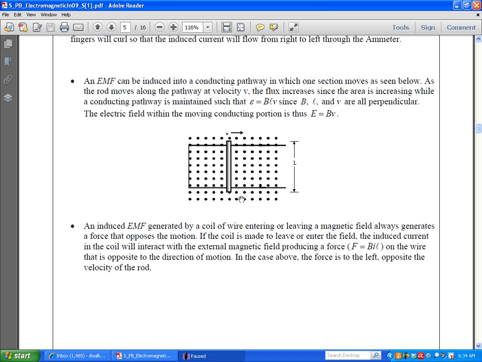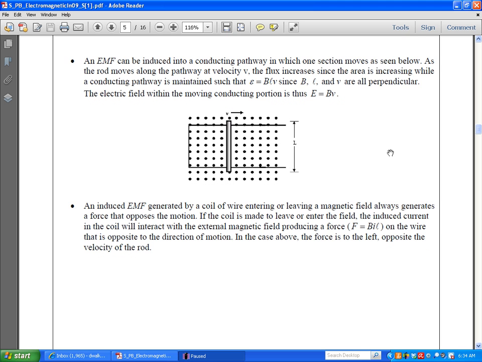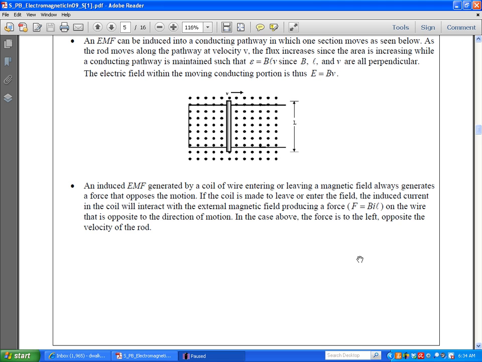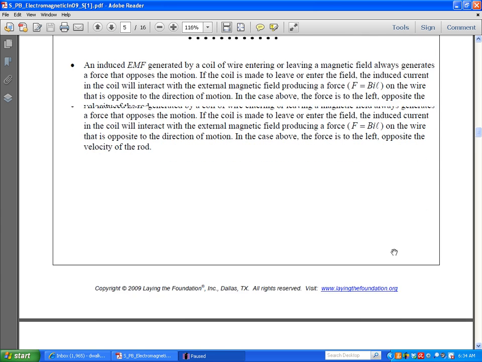And then the electric field within the moving conducting portion is simply E equals B times V. An induced EMF generated by a coil of wire entering or leaving a magnetic field always generates a force that opposes the motion. If the coil is made to leave or enter the field, the induced current in the coil will interact with the external magnetic field, producing a force, F equals BIL. That force will be opposite to the direction of motion, so that if it's being moved to the right, the force would be created to the left.